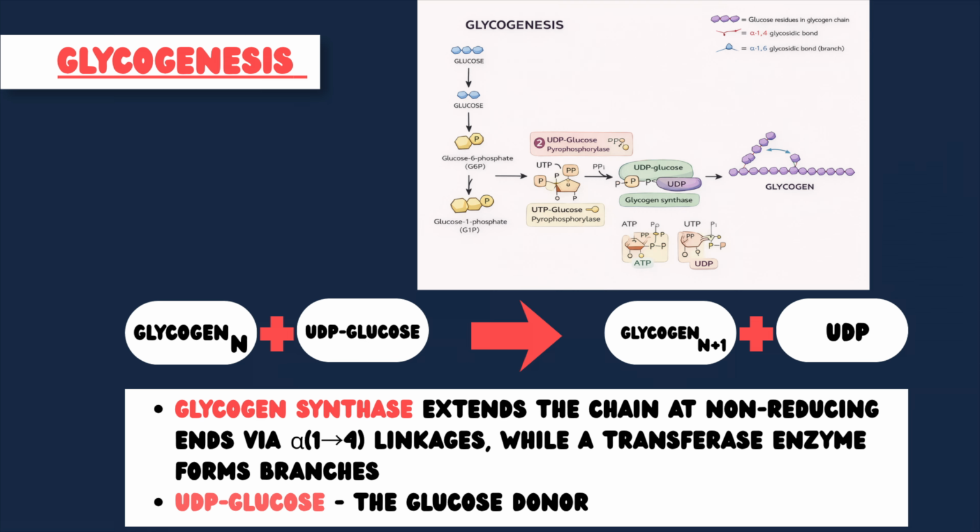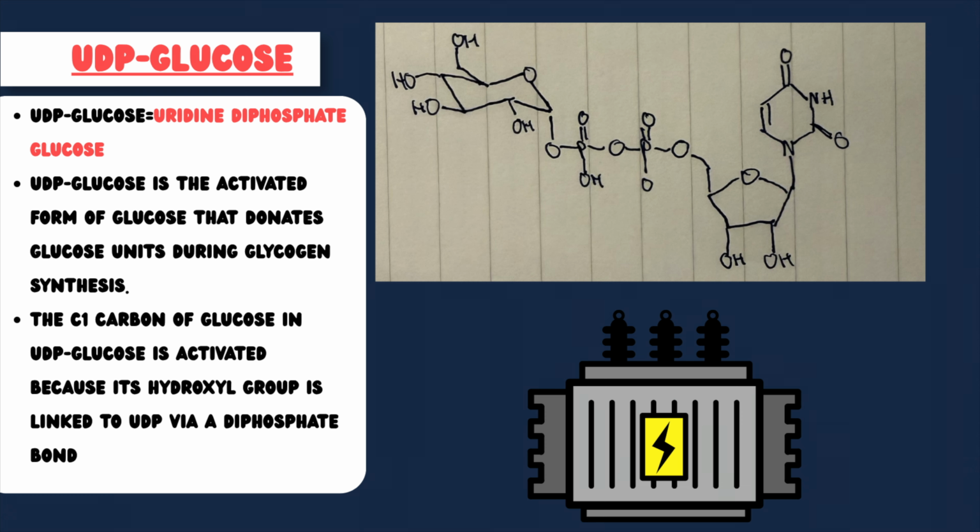UDP glucose is the glucose donor. So, as you can see in the formula of the reaction above, glycogen N plus UDP glucose yields glycogen N plus 1 plus UDP. So, for whatever amount of glycogen you put in, plus 1. So if I put in 3 glycogen, it'll yield 3 plus 1 is 4 glycogen. So more on this UDP glucose, or uridine diphosphate glucose. UDP glucose is the glucose donor in the biosynthesis of glycogen that donates glucose units during glycogen synthesis.